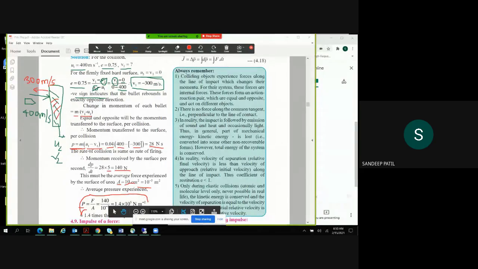This way we can calculate the force as well as momentum whenever there are these bullet problems. There are certain other problems you can try to solve, for example if this board is moving. If this information is given, then you can try to calculate the force on this board also.